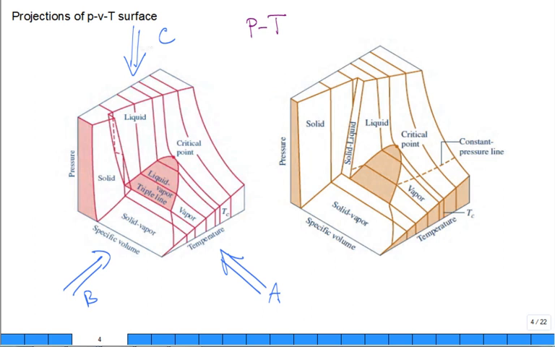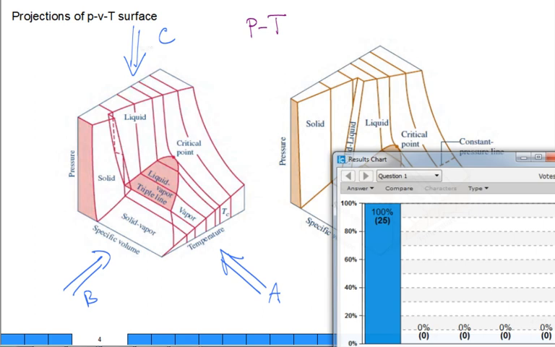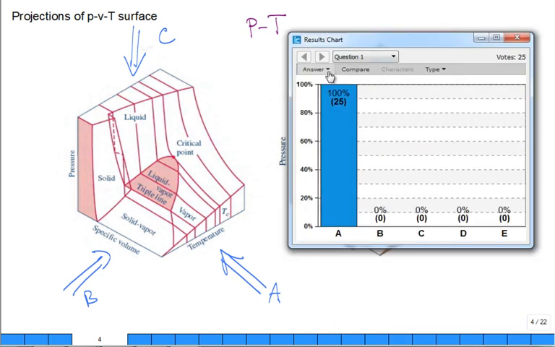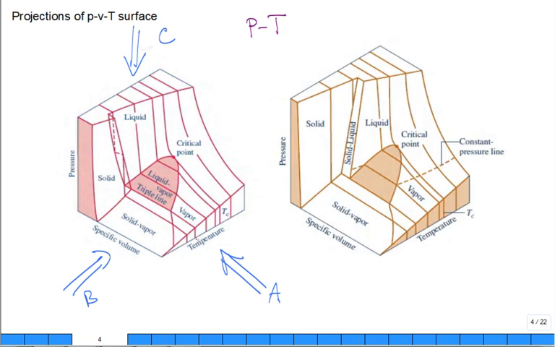And let's see how we did. And you're absolutely all correct. The answer A is the correct answer, isn't it? So when we look at that projection, what's on the x-axis? Temperature. What's on the y-axis? Pressure. Let's say I looked at projection B. What would projection B give me? It would give me the pressure-volume diagram. This gives the pressure-temperature diagram.